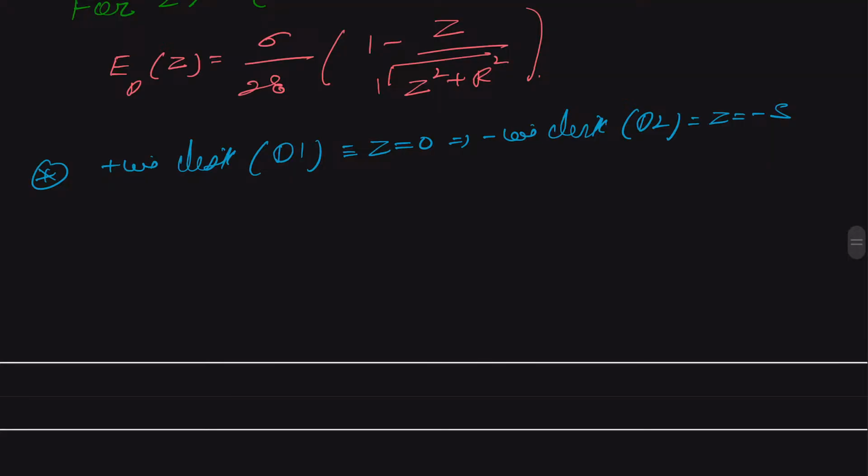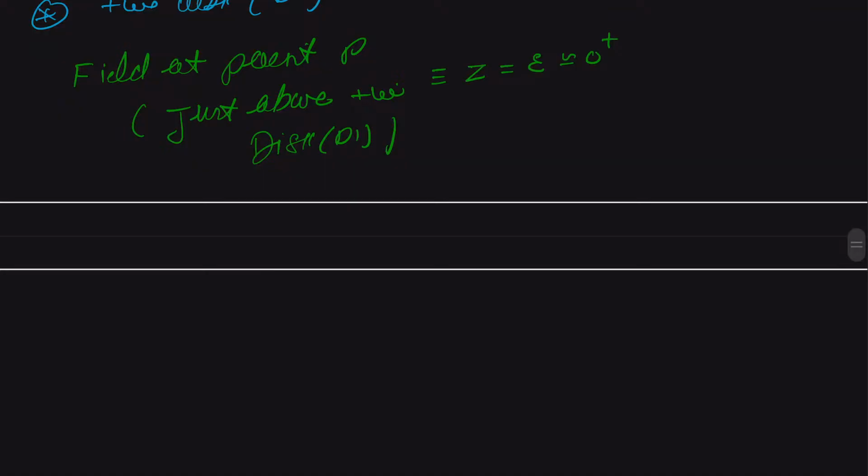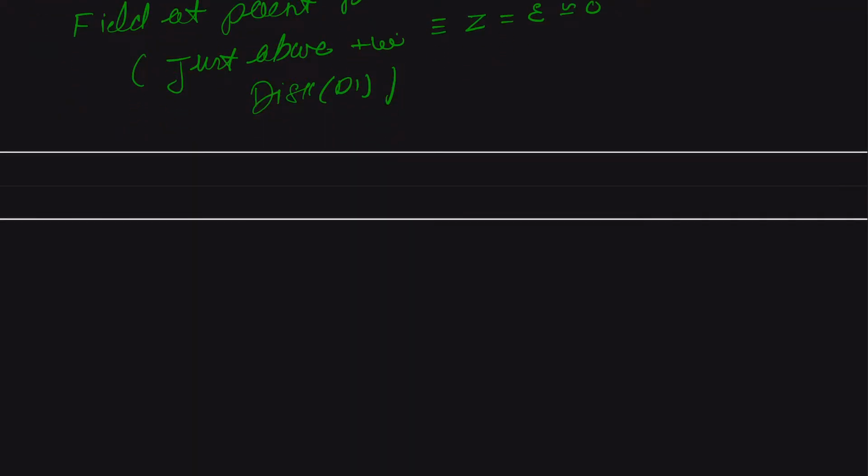And we want point P just above the positive disk. So the field at point P, which is given just above our positive disk, which is nothing but D1, means this point P is at z is equal to a small distance epsilon, which is approximately equal to 0 positive, because that distance is given to us as very small.